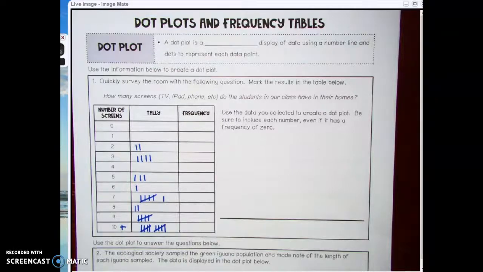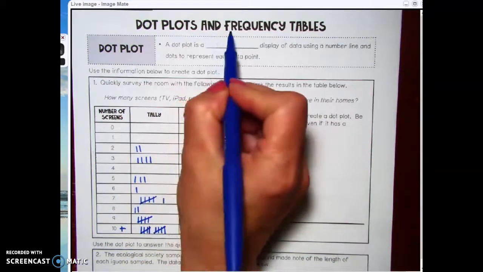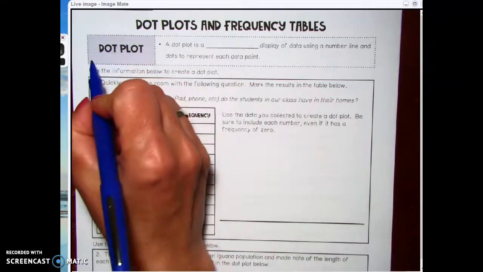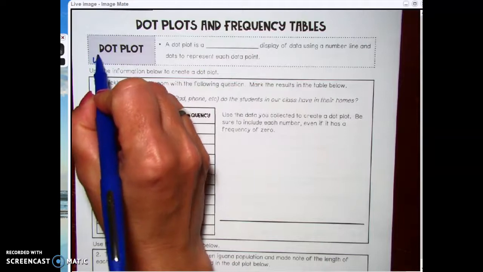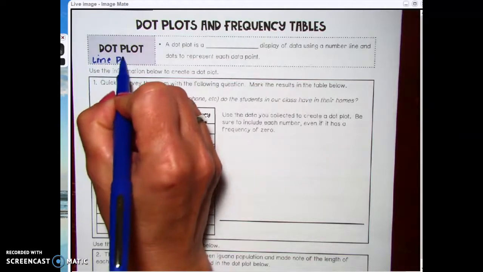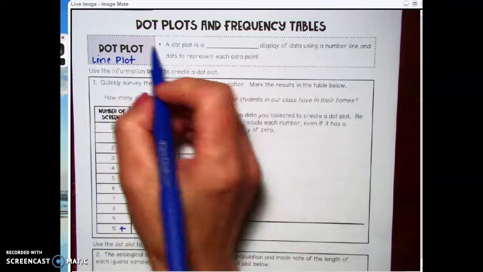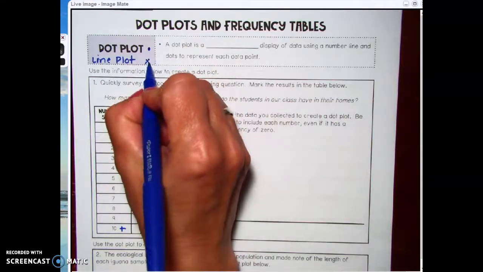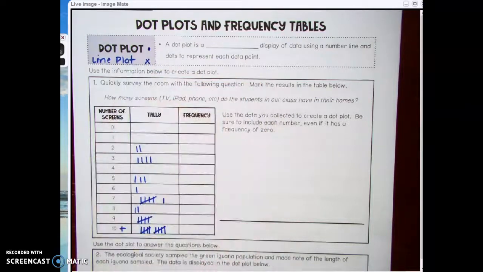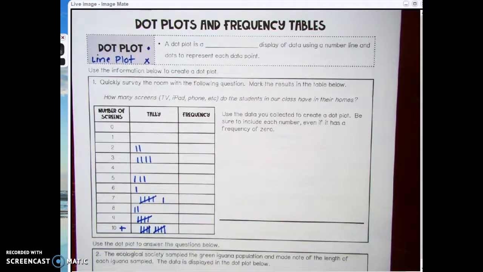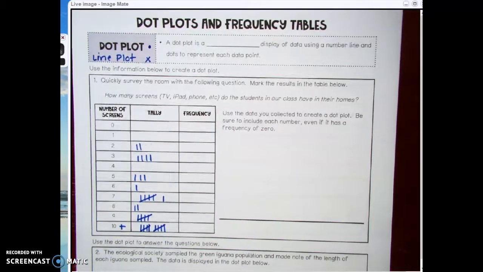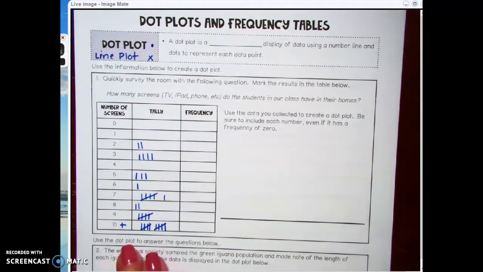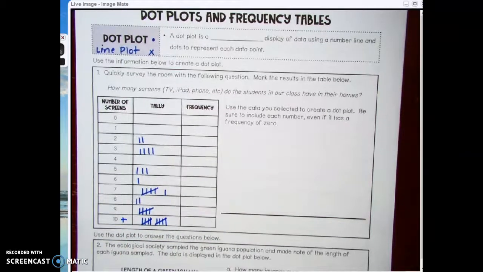Today we're continuing on with our statistics unit, and we're going to focus on dot plots and frequency tables. Last year you may have done a dot plot, but it was called a line plot. Now, what's the difference? The difference is a dot plot uses a dot and a line plot uses X's to mark the number of people surveyed. So here is a start of a dot plot. Actually, it's a frequency table.